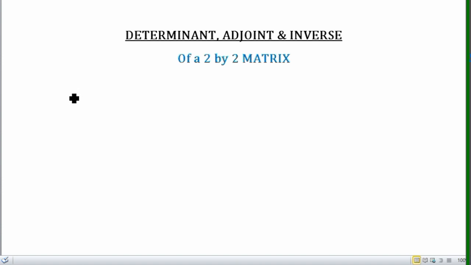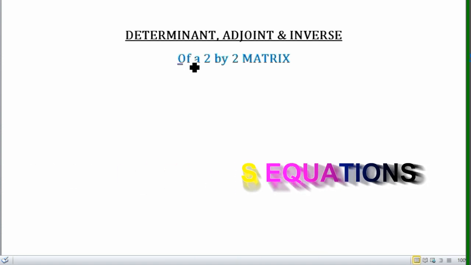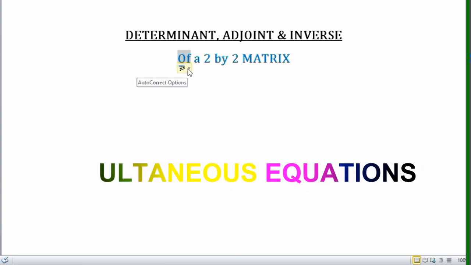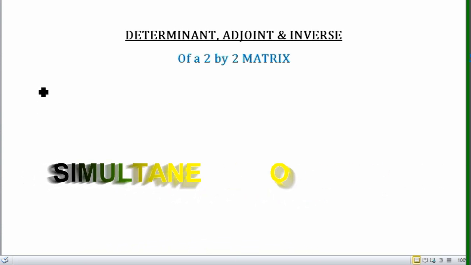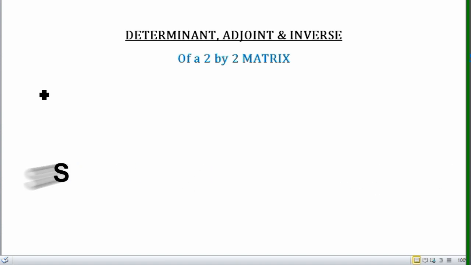I would like us to look at the determinant, adjoint, and inverse of a 2x2 matrix. These three elements will especially help you when you want to get the solution of a pair of simultaneous equations using matrices. Let's start with the determinant.